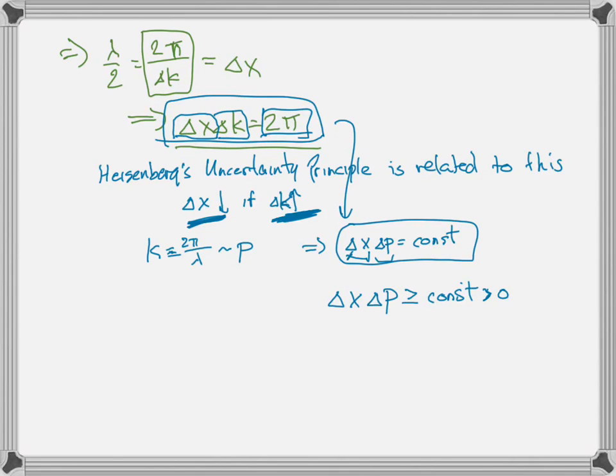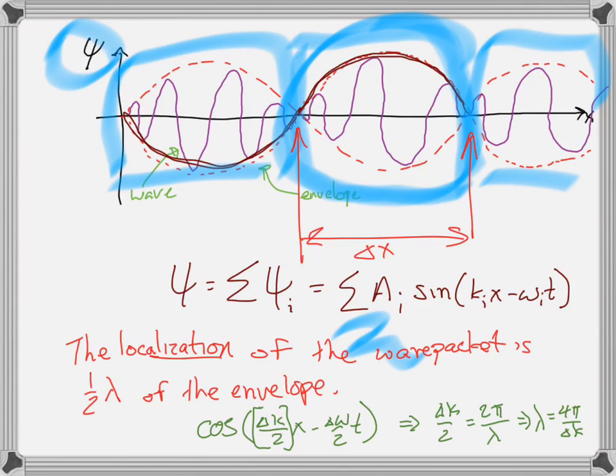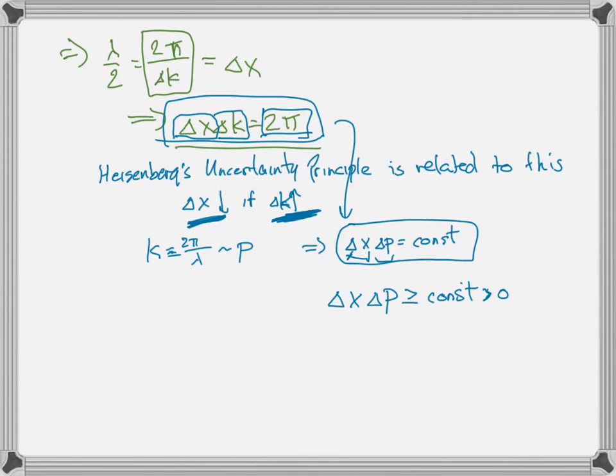He was able to show that for any wave function, not just this particular wave function right here, delta x, delta p is greater than or equal to a constant, which is not zero. And that tells us that we can't know both our momentum and our position exactly at the same time. If we know one exactly, we don't know the other. That's what Heisenberg's uncertainty principle is.